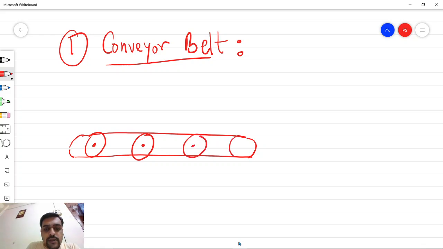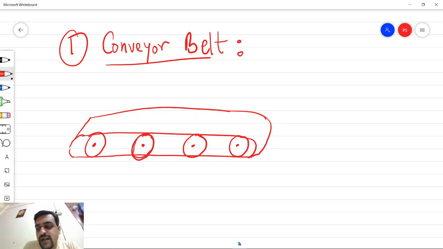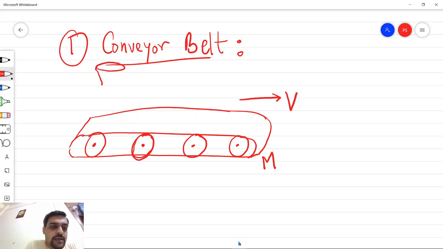So typically a conveyor belt is of the form of a belt which is rotating on a platform mounted on wheels, and the main feature of a conveyor belt is it moves ahead with a constant velocity v. Suppose capital M is the mass of the conveyor belt, and suppose there is a stationary hopper placed.